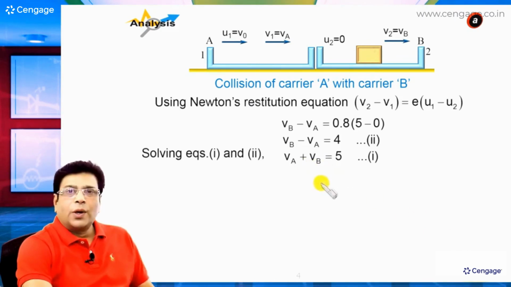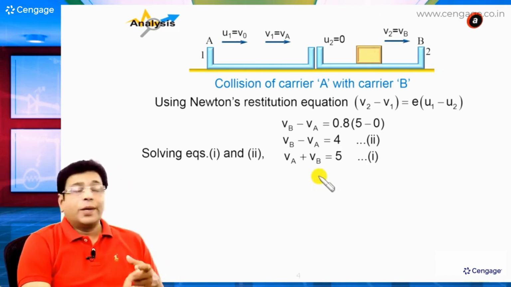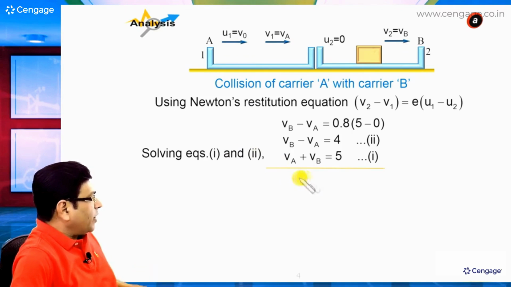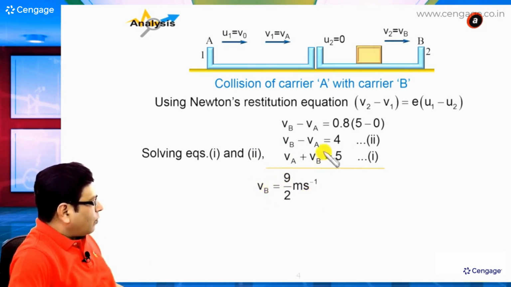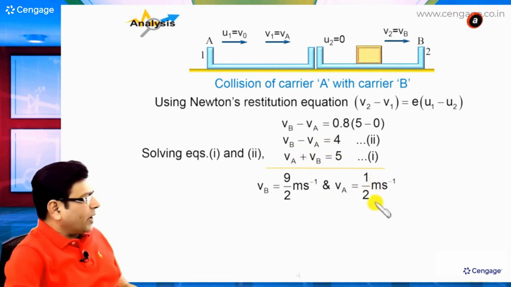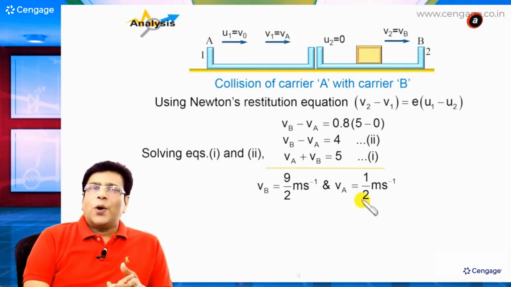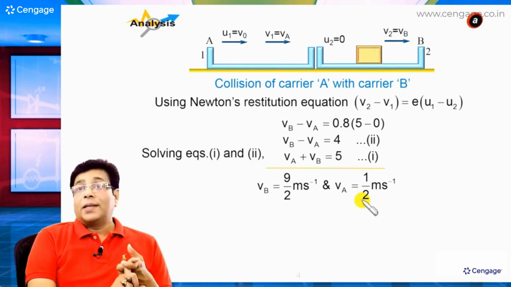For solving this, what we will do, we can add both equations, we will get the value of VB. 2VB is equal to 9. That means VB equals 9 divided by 2. And if we substitute the value of VB in any of equation first or second, we'll get the value of VA. VA equals 1/2 meter per second. This is the velocity of the carrier A or first carrier just after collision.